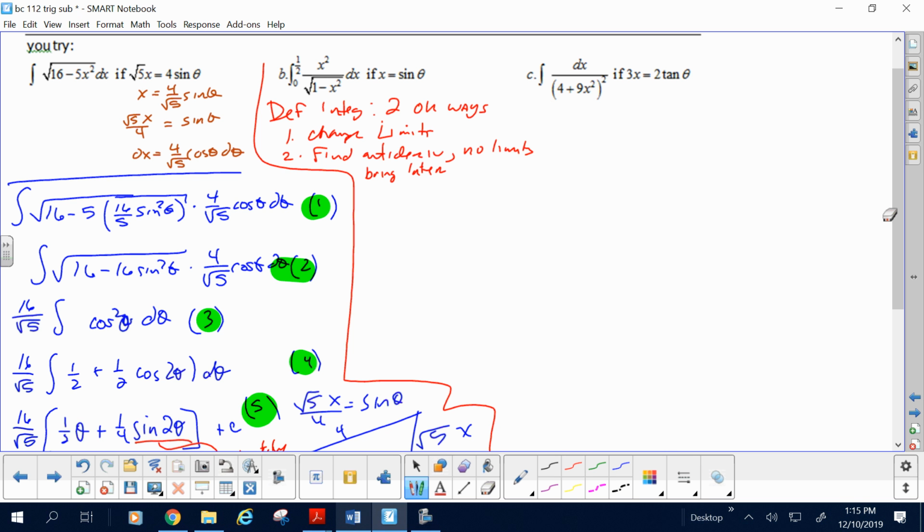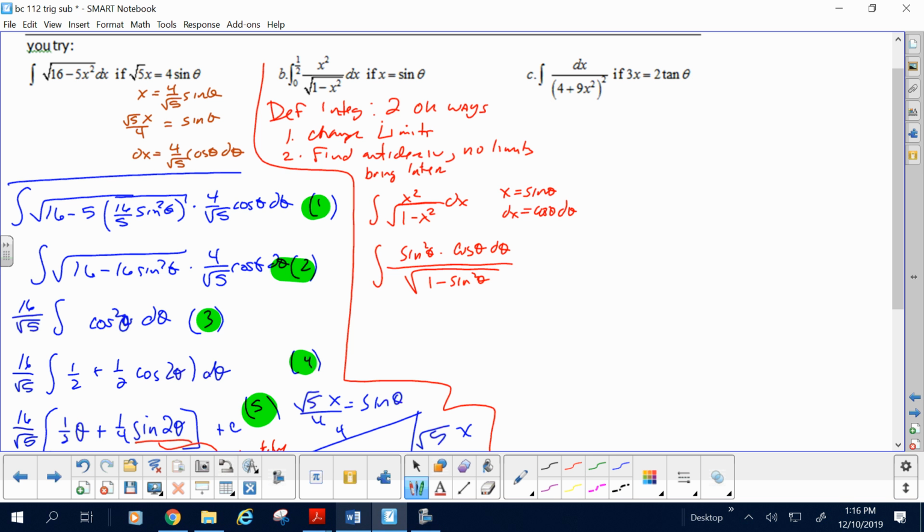I think you guys know how to change the limits. You've done that before. Can we do it the second way, just so you are familiar with what I'm talking about? We're going to start by saying, forget the limits. I want to know what the antiderivative is. With our substitution, x is sine theta, so dx is cosine theta d theta. With substitution, we get sine squared times cosine theta d theta in the numerator, and the square root of 1 minus sine squared in the denominator.